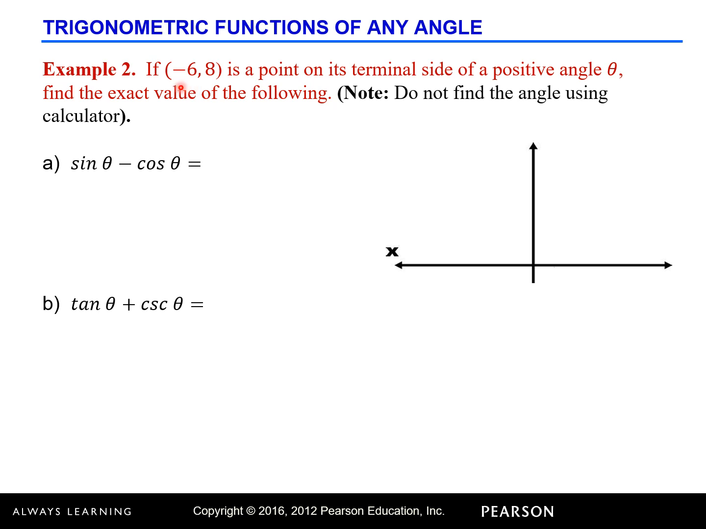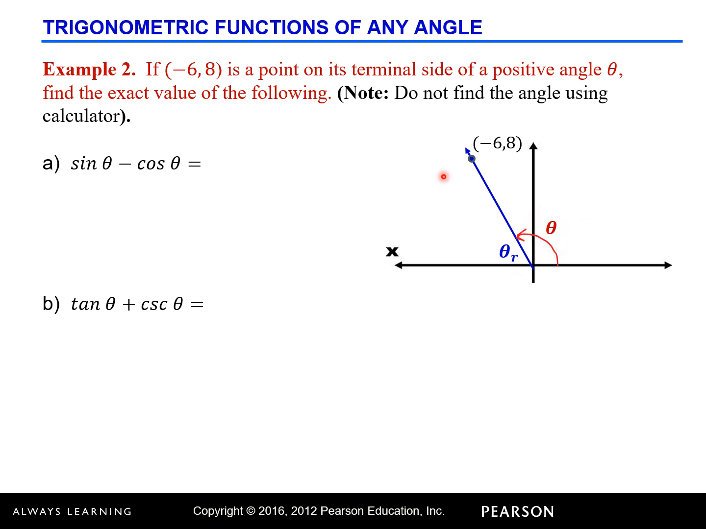The given is the point (-6, 8) on the terminal side of the positive angle theta. Let us draw the angle theta. Since (-6, 8) is in quadrant 2, the angle theta lies in quadrant 2. Since the angle theta is not acute, we have to define the reference angle. Let us locate the point (-6, 8) on the terminal side. The reference angle is the acute angle formed by the terminal side and the x-axis. So this is the reference angle of theta.